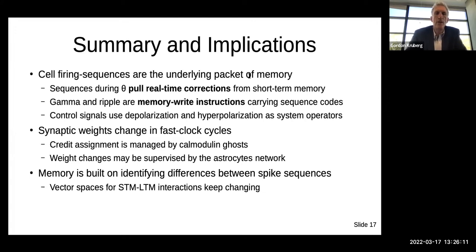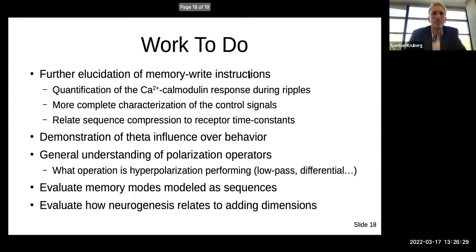And then finally, memory and everything on the entorhinal cortex side of the brain is built on identifying differences between spike sequences. Vector spaces for short-term memory and long-term memory interactions keep changing. So there is work to do, and I'm looking forward to getting feedback on this.